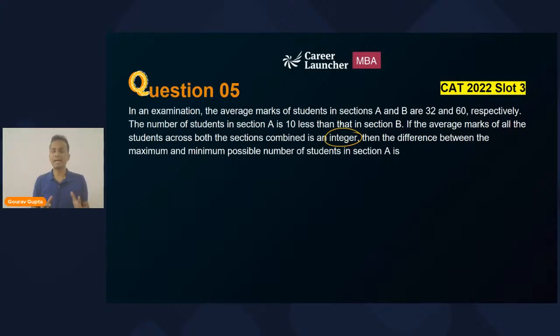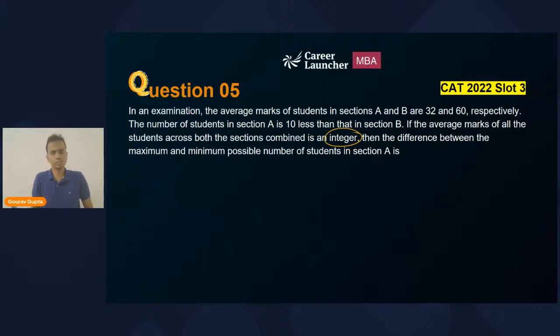So if the combined average of both the sections together is an integer, then we'll have to find out the difference between the maximum and the minimum possible number of students in section A. So section A can have how many students at maximum, how many at minimum, we'll find out both these numbers and we'll take the difference of these two numbers.